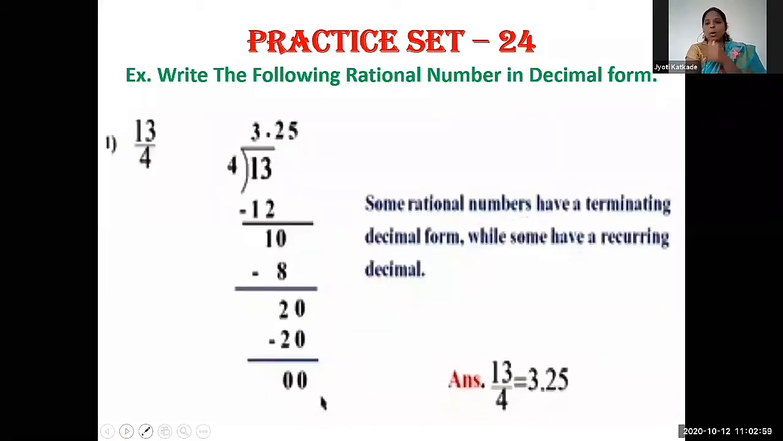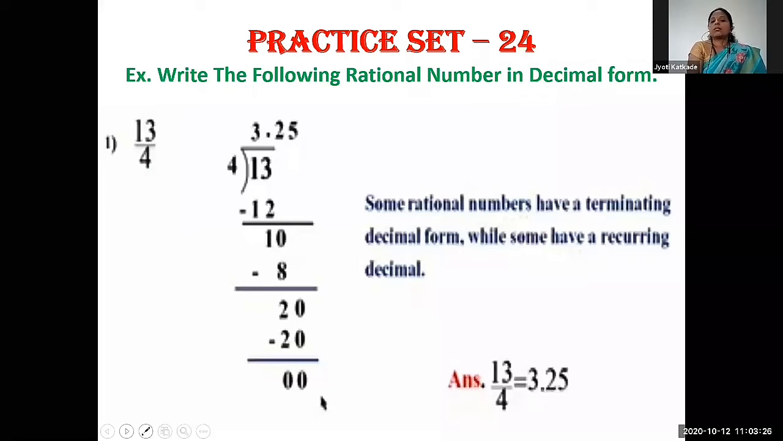Now, example from practice set 24. The first example: write the following rational number in decimal form. 13 divided by 4. Now divide 13 by 4. 4 3s are 12. Minus 12 from 13, we get 1.